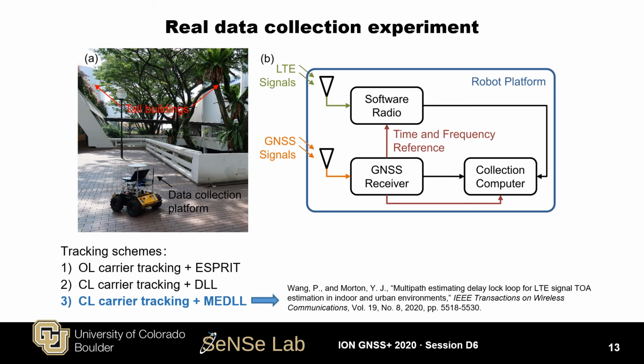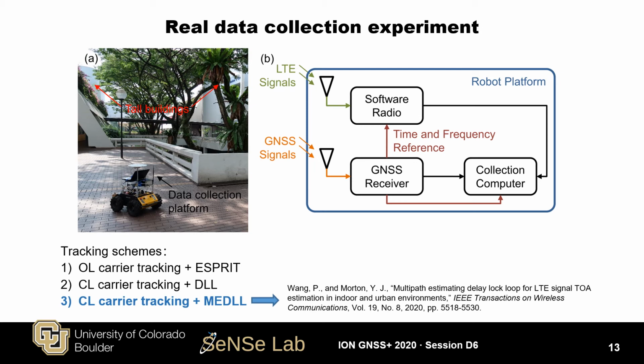We next show the experimental results from a real dataset. The left picture is an environmental picture of the data collection experiment conducted this January in Singapore. The data collection platform, at a fairly low speed, is surrounded by a number of tall buildings, indicating an urban environment. The right plot gives the schematic of the experimental setup for the data collection system. The LTE signals are fed into a USRP software-defined radio at a bandwidth of 25 MHz and 16-bit samples.